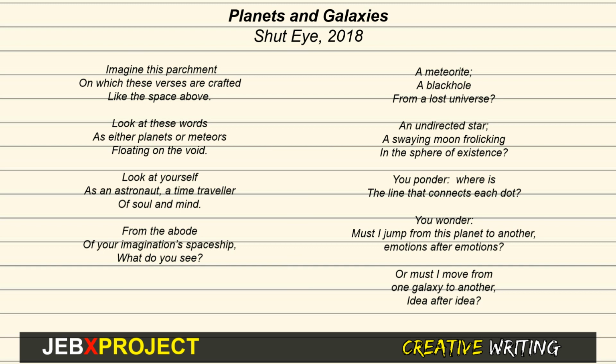Imagine this parchment on which these verses are crafted like the space above. Look at these words as either planets or meteors floating on void. Look at yourself as an astronaut, a time traveler of soul and mind. From the abode of your imagination's spaceship, what do you see? A meteorite? A black hole? From a lost universe? An undirected star? A swaying moon frolicking in the sphere of existence?